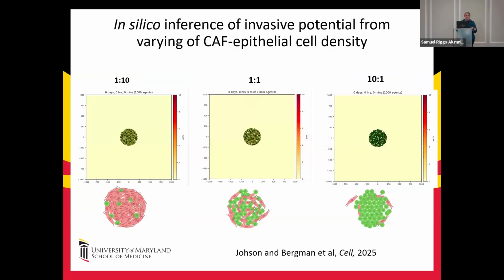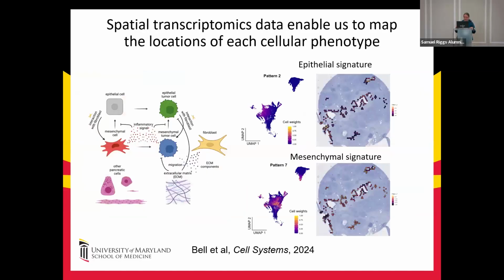The other nice thing about in silico models with this is now that we have this here, I can test the impact of different CAF densities on the role of invasion in as many experiments as I want, right? Because it's just the computer running these.